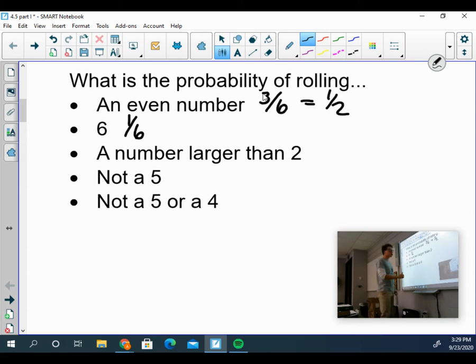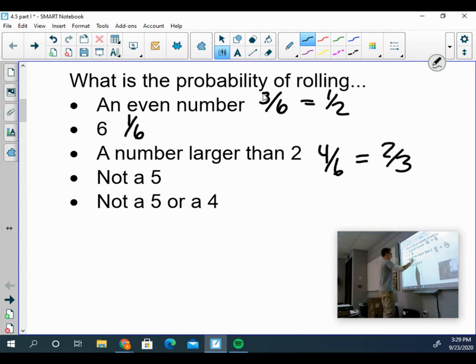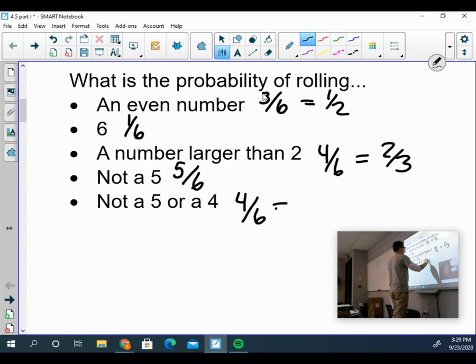A number larger than 2. Well, there are 4 numbers larger than 2 on a 6-sided die. So 4 out of 6, which is the same as 2/3. Not a 5, that'd be a 5 in 6 chance. And not a 5 or a 4. Again, there are 4 other numbers, so that'd be a 4 in 6 chance.